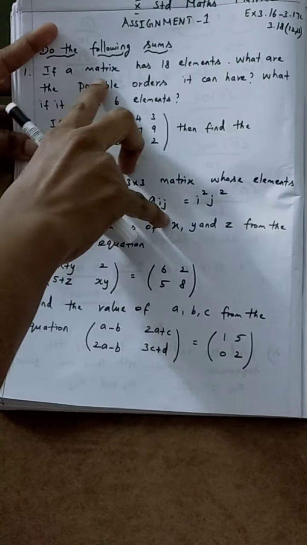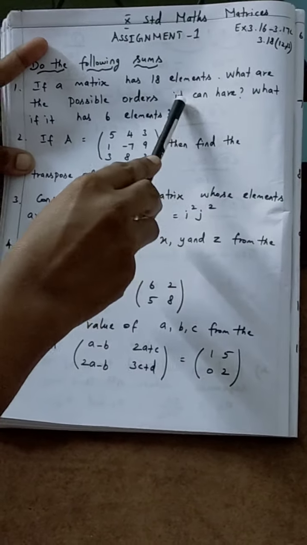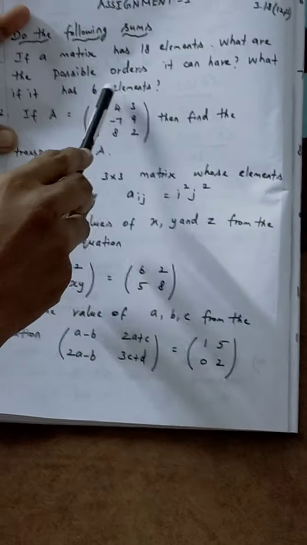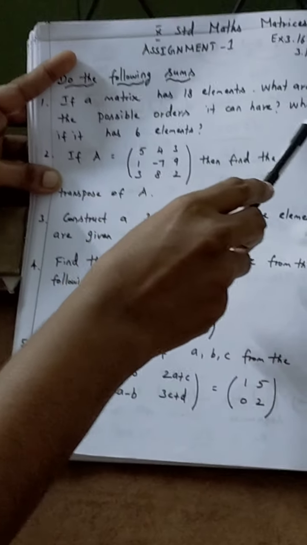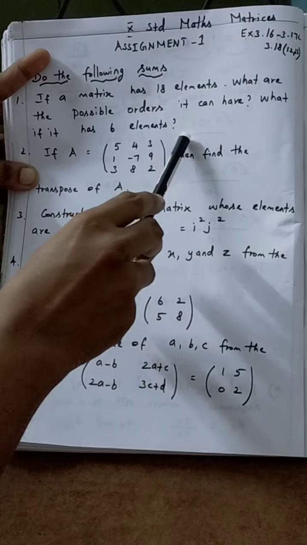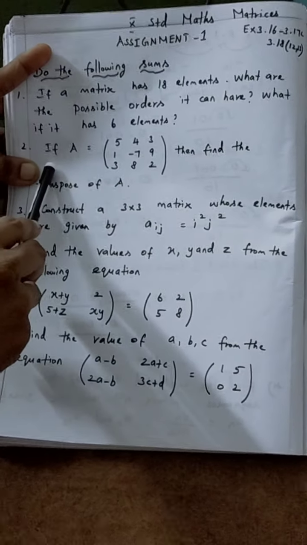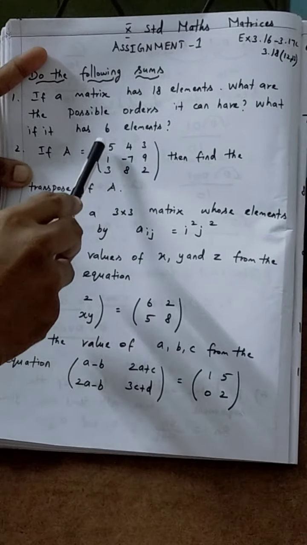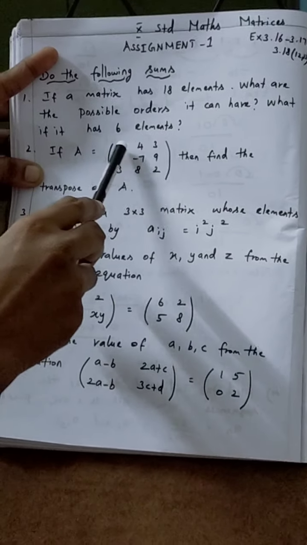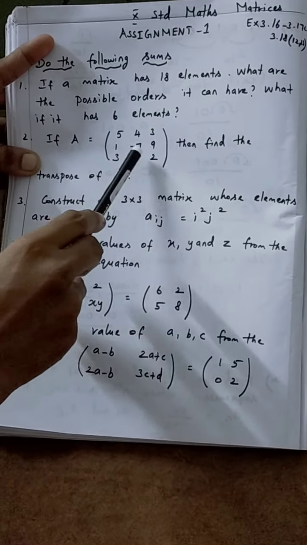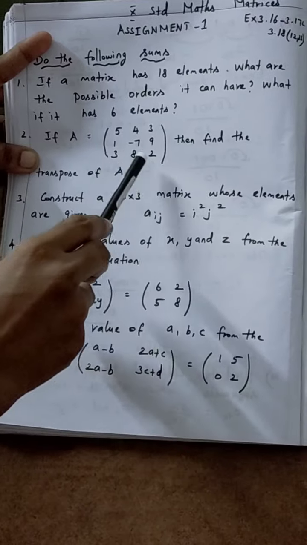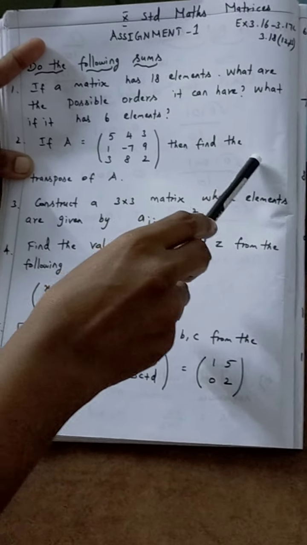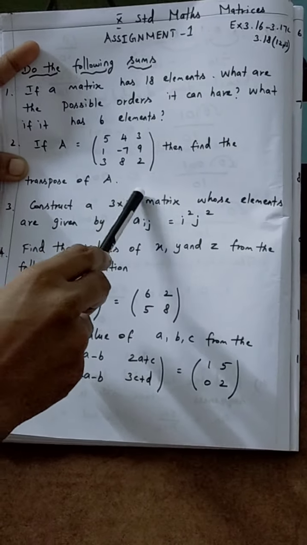First question, if a matrix has 18 elements, what are the possible orders it can have? What if it has 6 elements? Next one is the second question. If A equal to, within bracket, first row 5, 4, 3, second row 1, minus 7, 9, third row 3, 8, 2, close the bracket, then find the transpose of A.